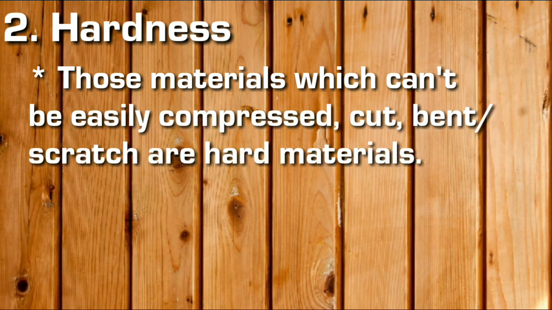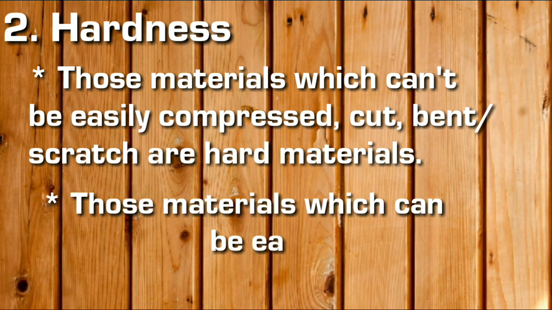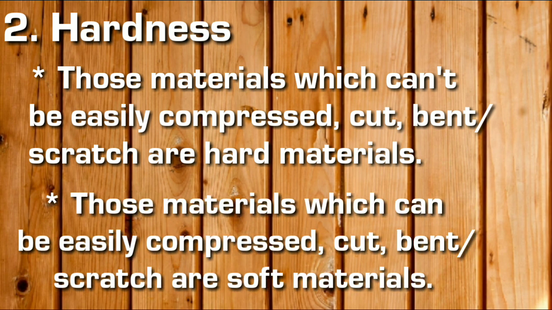Then what did we get? Those materials which cannot be easily compressed, cut, bent or scratched are called hard materials. And those materials which can be easily compressed, cut, bent or scratched are soft materials.